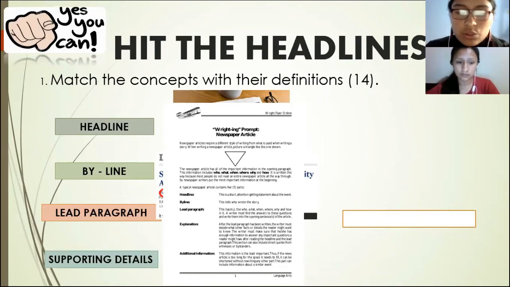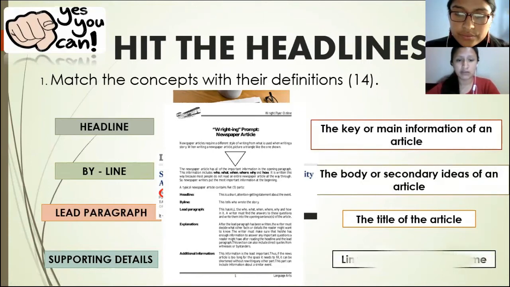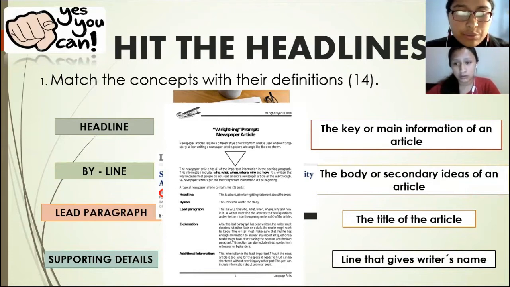And then we have the supporting details. In the same picture, we have two more paragraphs. Seeing that, what do you think supporting details means? Maybe the extra information that the newspaper or article provides. Well done. Supporting details are the other paragraphs in which we include secondary ideas of an article, or maybe we could include some examples there.